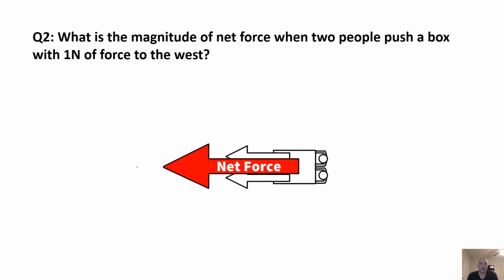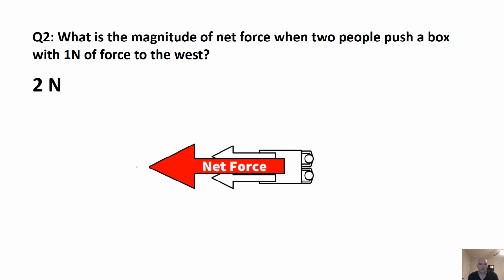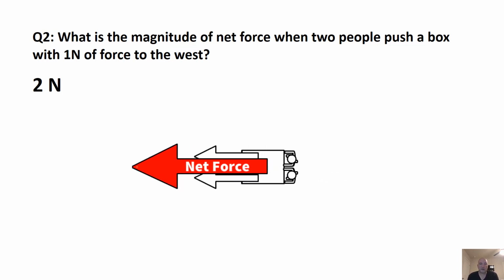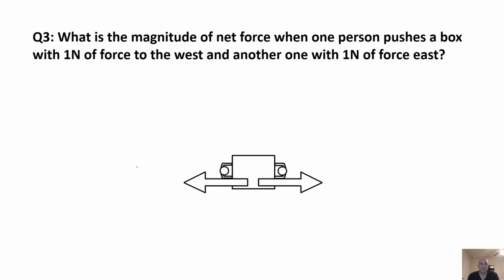Okay, and here you have two people pushing to the west, each with 1 Newton. So I made all these examples 1 Newton each. And so this would be 2 Newtons to the west, but the magnitude itself would be just 2 Newtons. And now you have 2 people pushing opposite directions. Well, you're going to have no net force in this case. So it'd just be +1 -1.